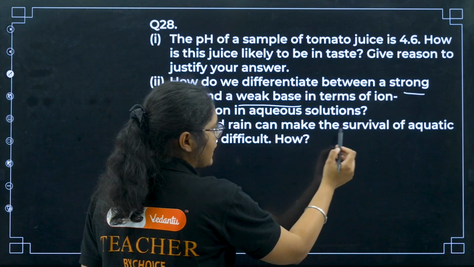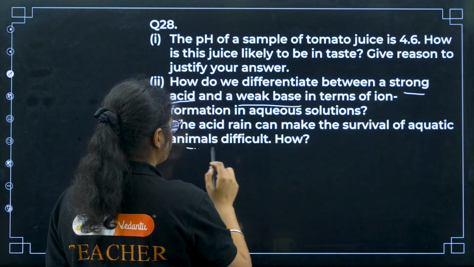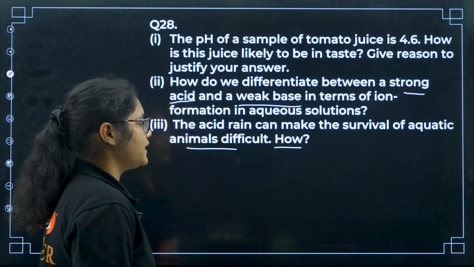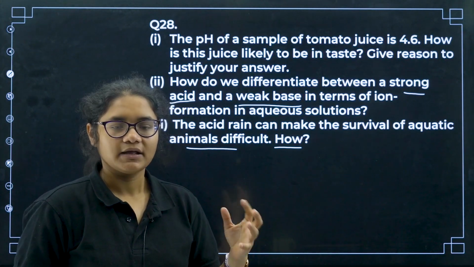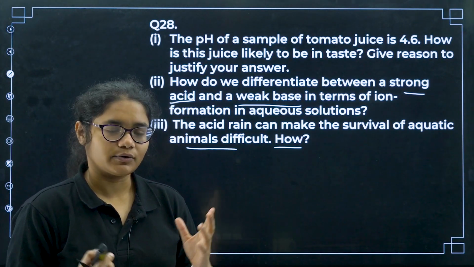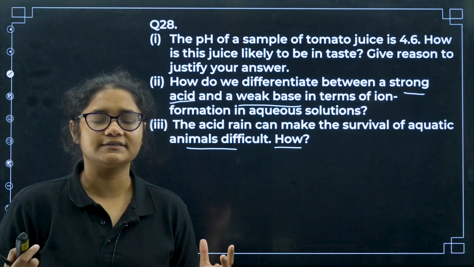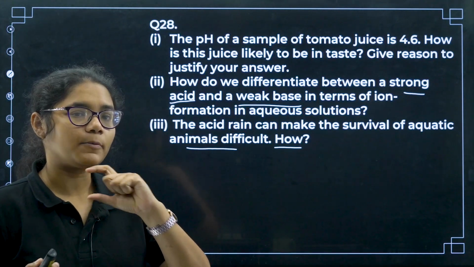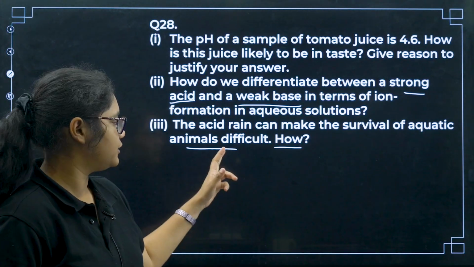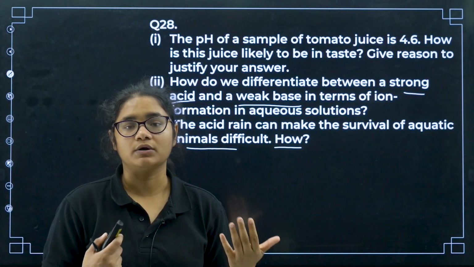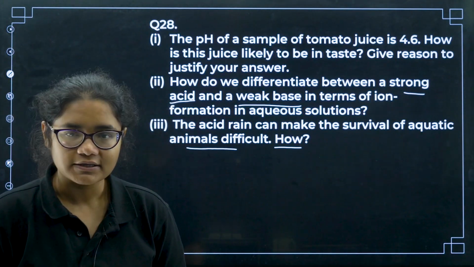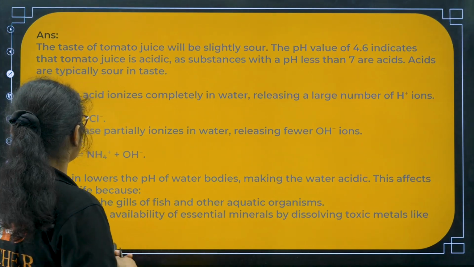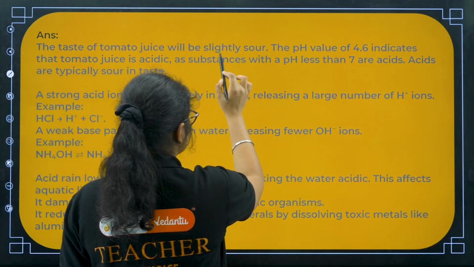Next, the acid rain can make the survival of aquatic animals difficult. How? When acid rain takes place, okay, water is now acidic. The pH of the water changes. Every organism needs an optimum pH for survival, but due to the acid rain, the pH of the water changes, and that is why it is difficult for the aquatic animals to survive. Let's see the answers here. The taste of tomato juice will be slightly sour.